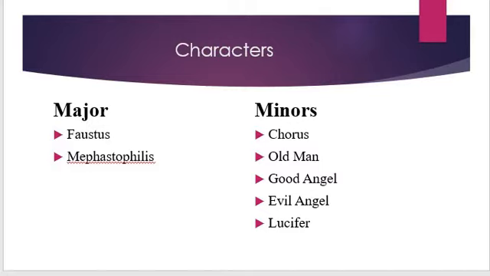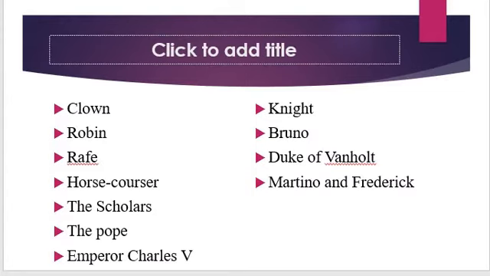If we talk about the minor characters, they are Chorus, Old Man, Good Angel, Evil Angel, Lucifer, Clown, Robin, Raphael, Horse Courser, and the scholars, the Pope, the Emperor Charles V, the Knight, Bruno, Duke of Vanholt, and Martino, and Frederick. So now we are going to discuss it one by one.